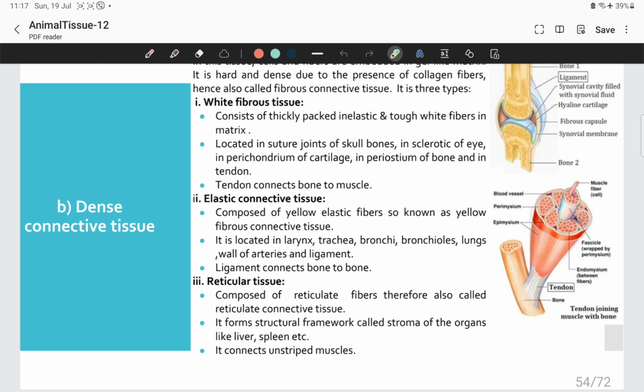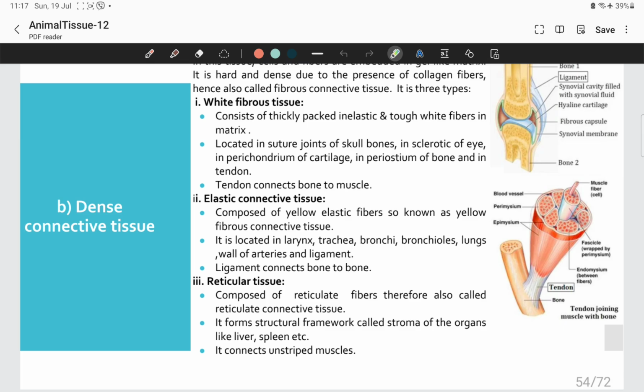Such tissue is located in the larynx or windpipe, trachea, bronchi, bronchioles, lungs, walls of arteries, and also in the ligament. So this kind of tissue provides elasticity as well as flexibility, and it is also present in the ligament. Ligament is the one which joins our bones together. Here you can see the ligament is joining two different bones. So it keeps our bones flexible as well as elastic whenever we are moving them.